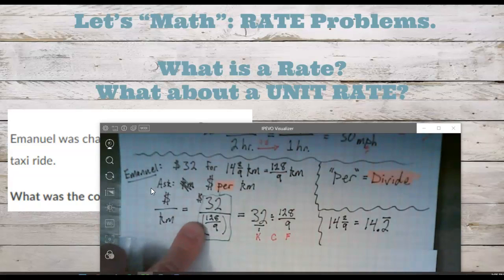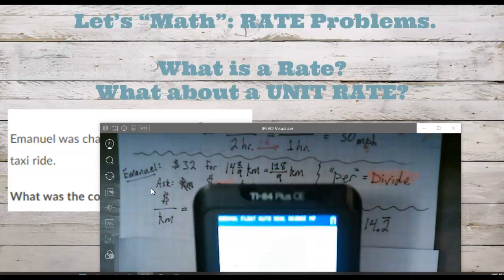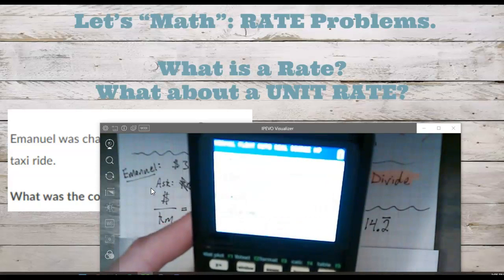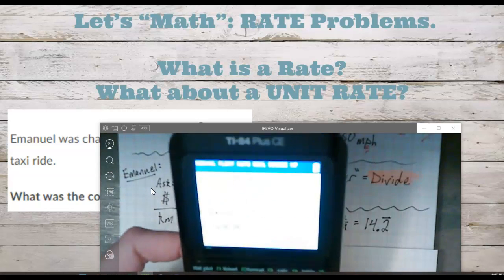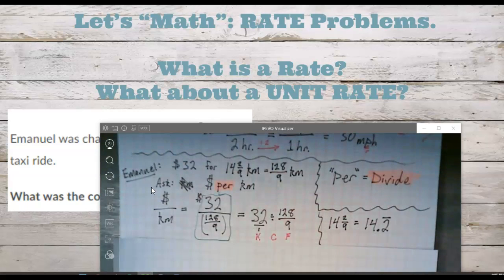Division by a fraction, though, and this is where your calculator can give you the wrong answer. Division by a fraction is dangerous, because check this out. If you have a calculator in your hand, or near you, grab it. Do 32 divided by 128 divided by 9.